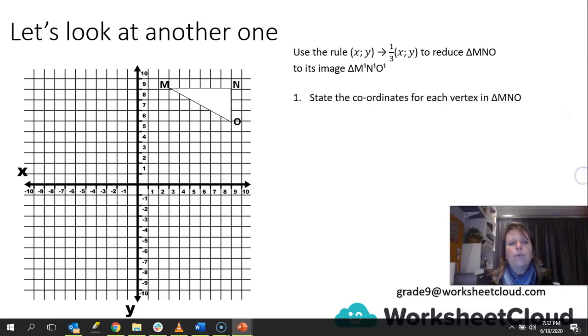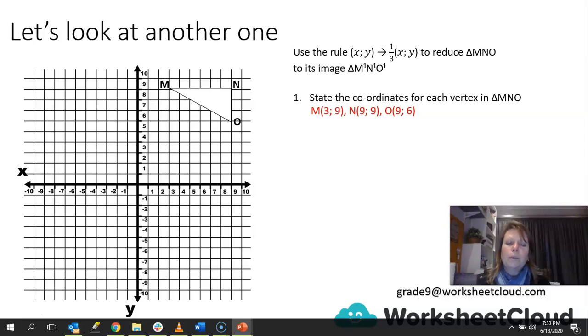So let's first state the coordinates of each vertex in triangle MNO. Okay, M is 3 and 9, N is 9 and 9, and O is 9 and 6. Okay, can you see it as a right angle triangle? It fits exactly here. So straight lines there and there on the Cartesian plane would mean that that was a right angle. So we are dealing with a right angle triangle here.